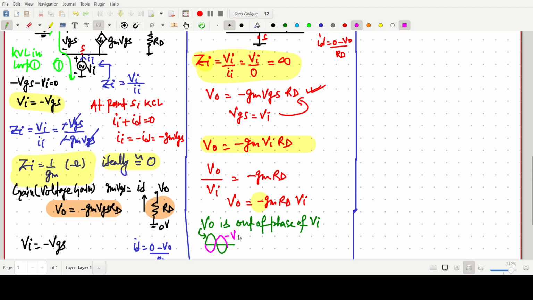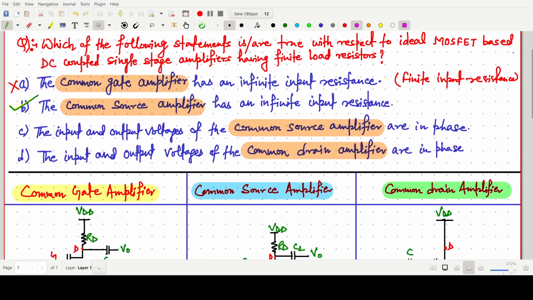So this one will be the Vi, so opposite phase. Okay, so we can say the third option: in common source amplifier, the input and output voltage of the common source amplifier are in phase. No, they are in opposite phase. So this is not correct. Okay, we have to cut it.